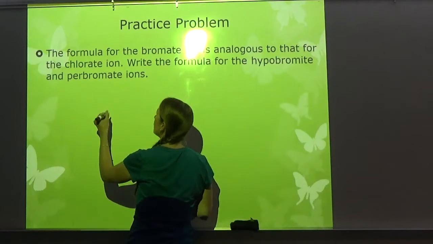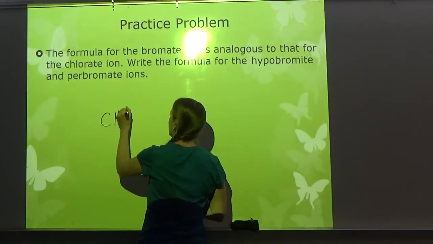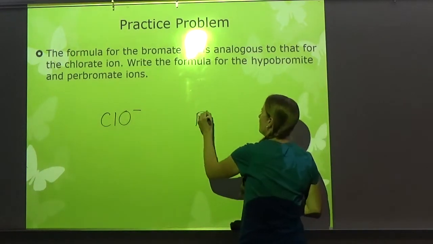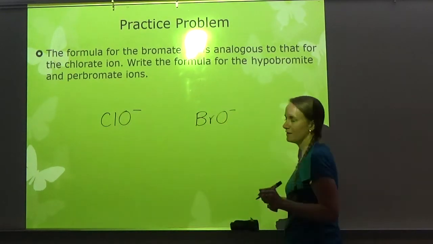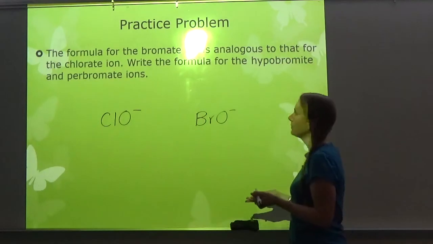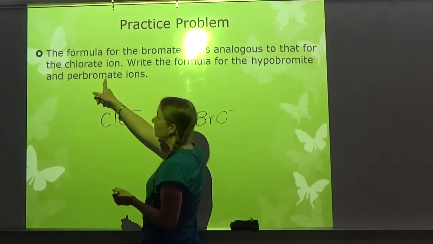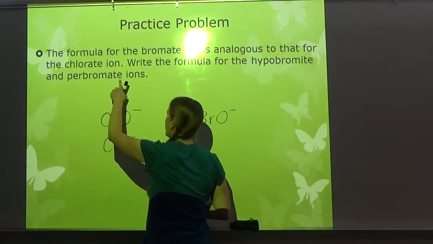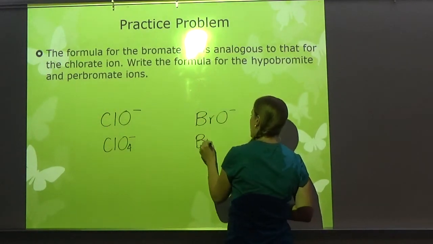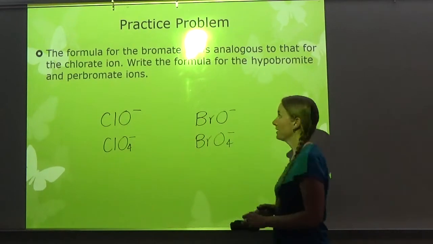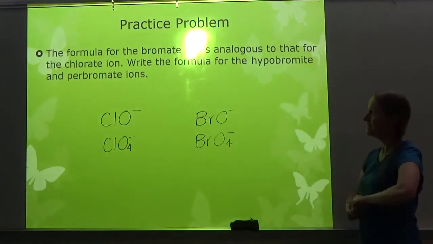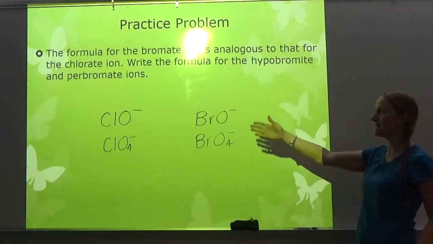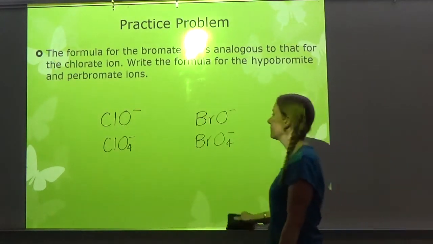Well, hypochlorite is ClO negative. So hypobromite would be BrO negative because chlorine and bromine are in the same group. Perchlorate is ClO4 negative. So perbromate should be BrO4 negative. Just like that. Alright, so hopefully you got those two right. You didn't actually need the hypochlorite and perchlorate ions. I was just showing you where I got my answers from.